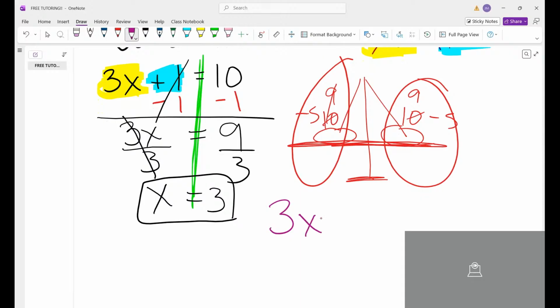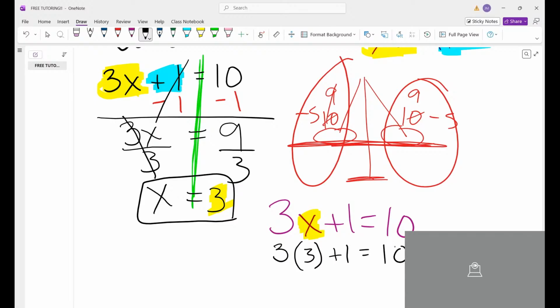So it's 3x plus 1 equals 10. All you're going to do is just whatever your answer was, which was 3, you're just going to replace it into this x right here. When you replace something, normally you want to replace it inside of parentheses. So what we're going to have is 3 parentheses 3 plus 1 equals 10.